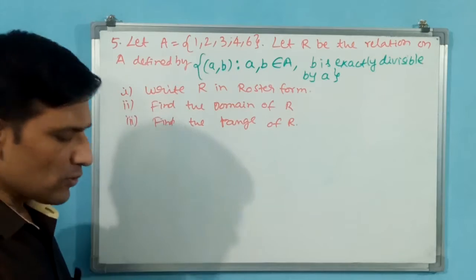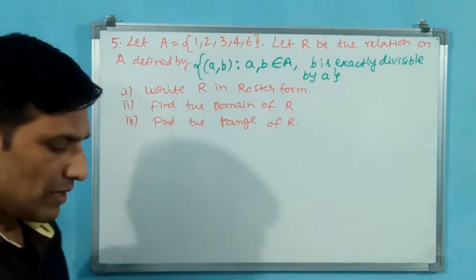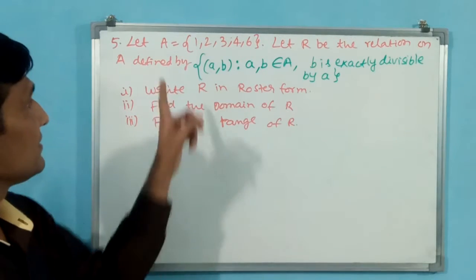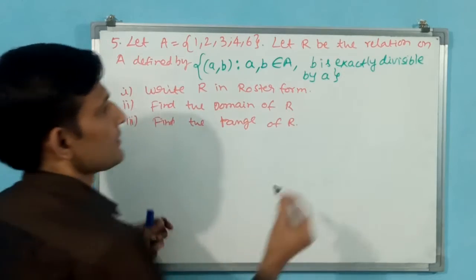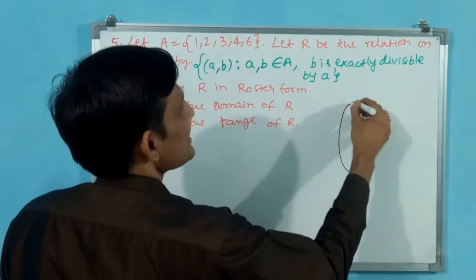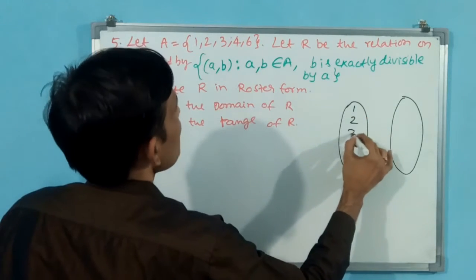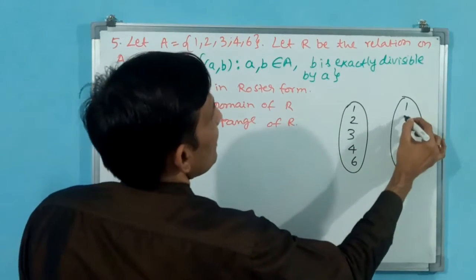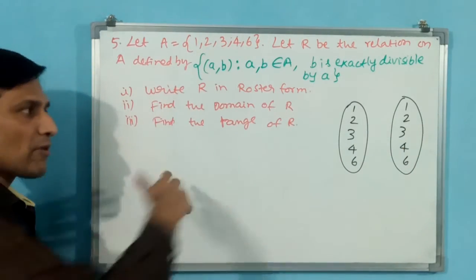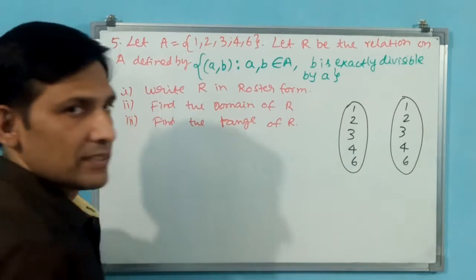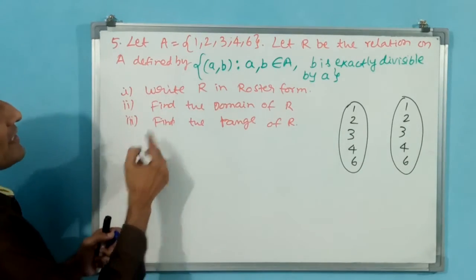Okay. Before proceeding with this problem, first please write the sets. Why? Because unless you write these sets, you are going to make mistakes. I am doing it like this. 1, 2, 3, 4, 6. 1, 2, 3, 4, 6. Even if we don't give an arrow diagram, you have the sets. What all elements are there? Now you proceed. Now I am writing set A.